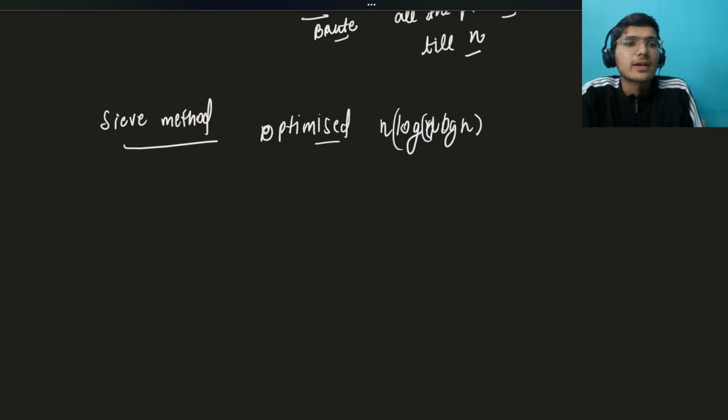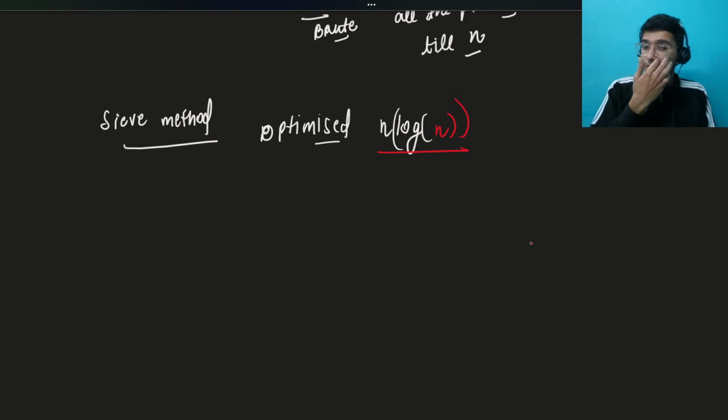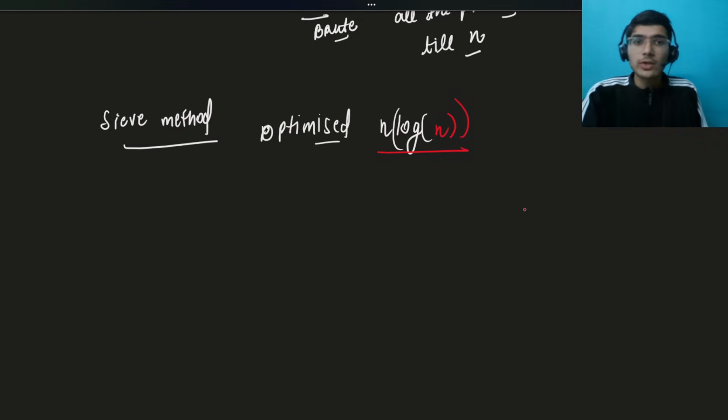Okay, let me just write it clearly. But in general, you can say log of log n is also log n itself. So you can say log n itself. Okay, so n log of log n hota hai, but fine, we can go with n log n also, right? Optimized way. How can we do that?